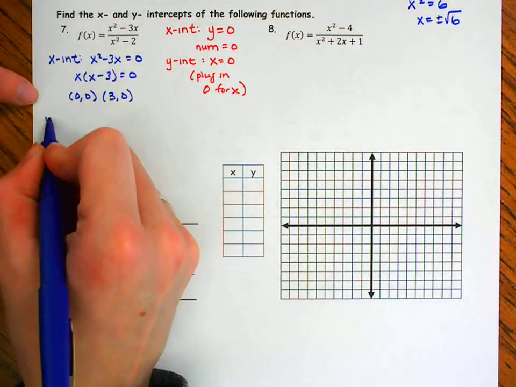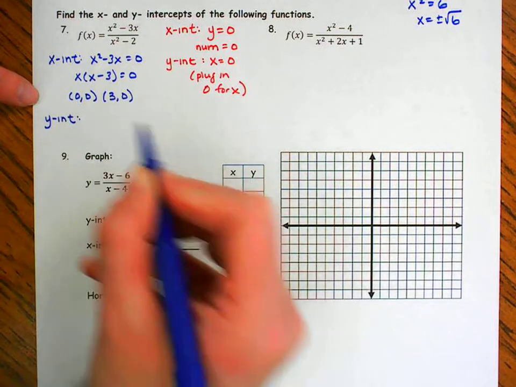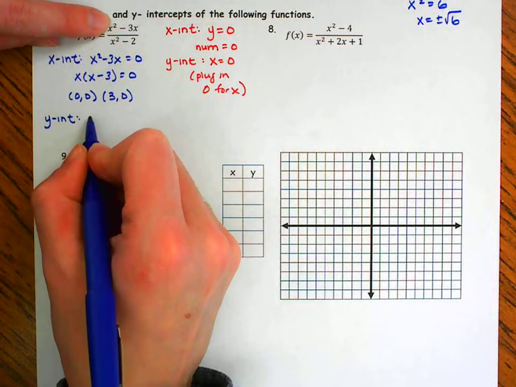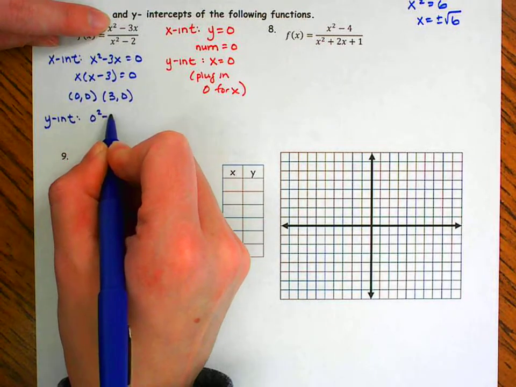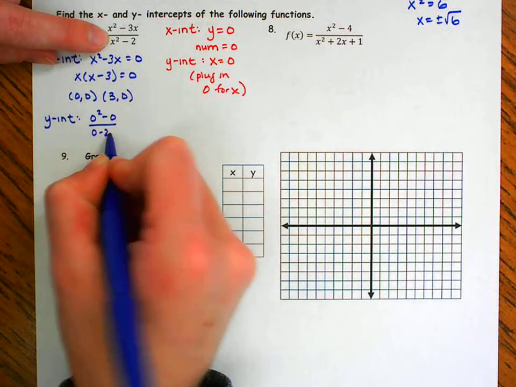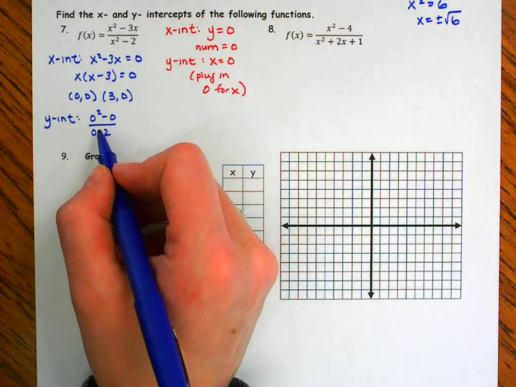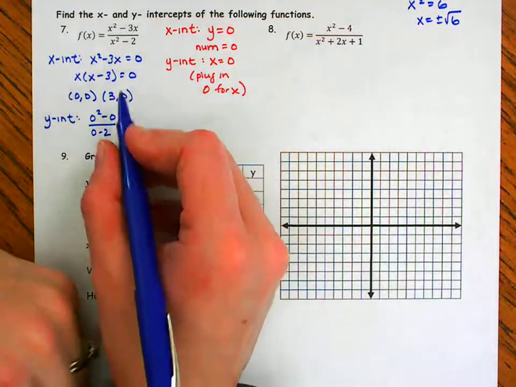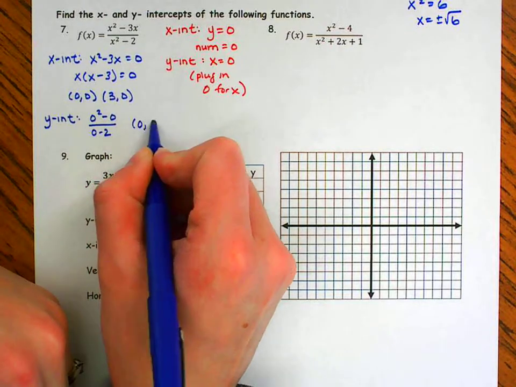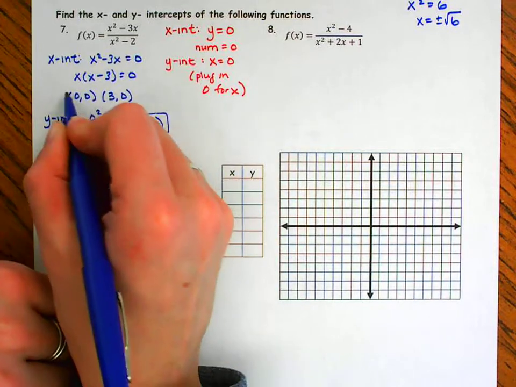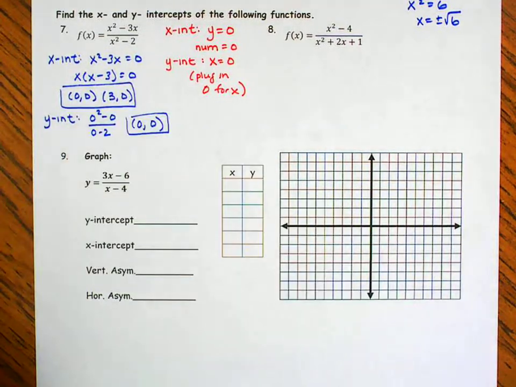Okay? My y-intercept is when I plug in 0. So I'm going to have 0 squared minus 0 over 0 minus 2. That's going to give me 0 over a number that's not 0, so that's just going to be 0. So my y-intercept is when I plug in 0, I get out 0. So this was my y-intercept. These were my x-intercepts. Notice one overlapped.